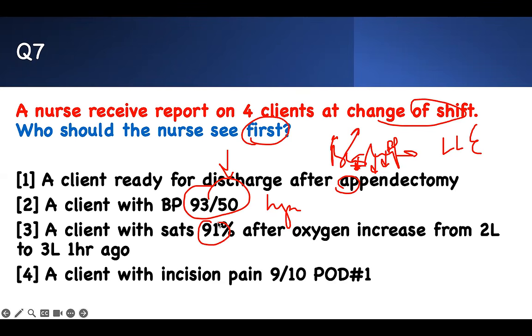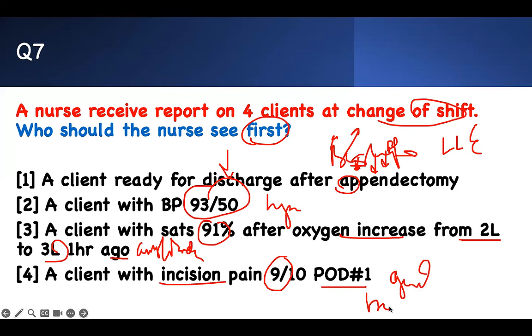Client with saturation 91 after oxygen increase from 2 to 3 one hour ago. If you receive report, I'll classify this as an airway or breathing problem. Why is his sat going down? Pain 9 of 10 post-op at his incision. Did I say the patient has a board-like abdomen? There is no peritonitis. Incisional pain is not going to kill you. Therefore, this is gone. The appendectomy patient can wait.